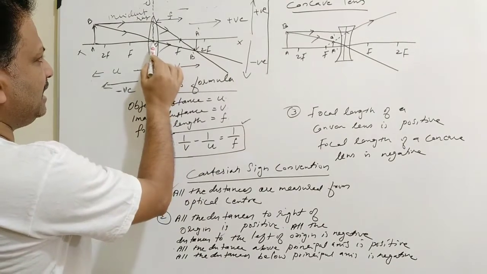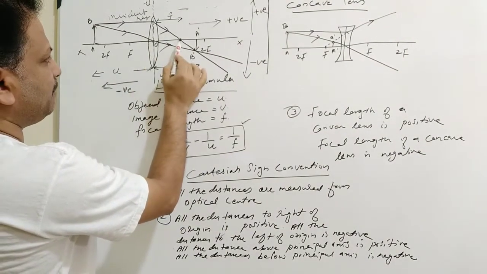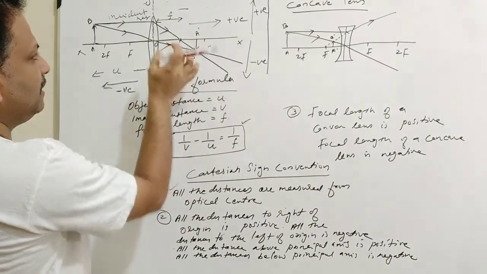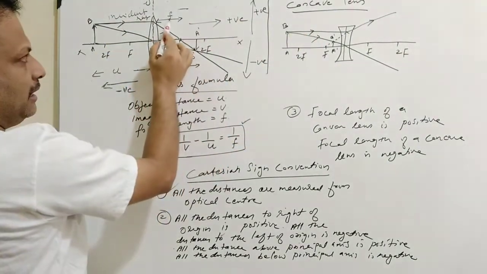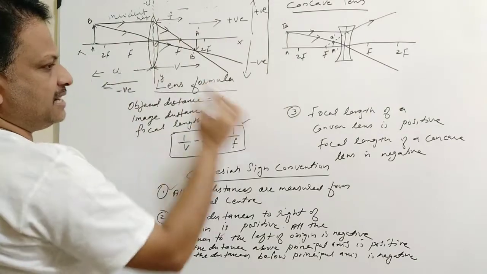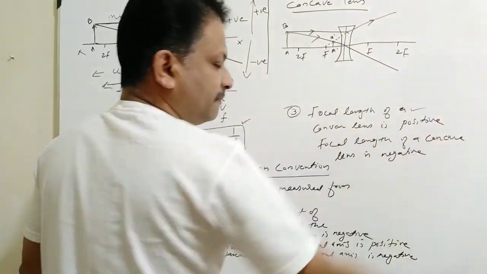What is focal length? The linear distance between optical center and principal focus. This is known as focal length. So the focal length is measured from optical center to the right. So the focal length of a convex lens is always positive.